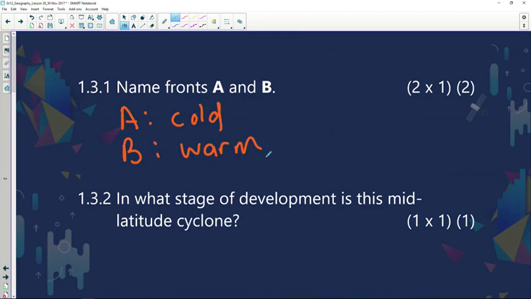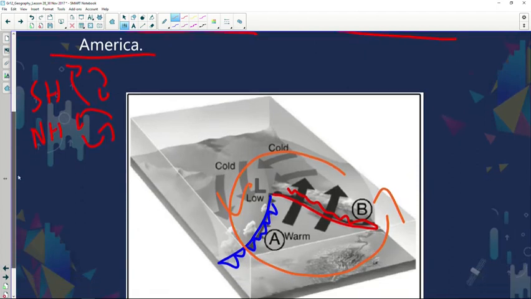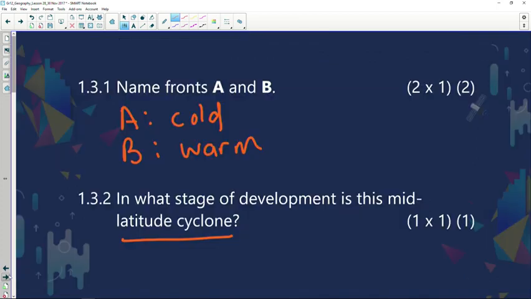On what stage of development is this mid-latitude cyclone? Now let's quickly have a look, and how can we determine it? I will definitely say it's in the mature stage because this cold front has almost caught up with the warm front, and as you can see there's already cloud formation taking place along the cold front, where the warm air is being forced to rise, where it cools, condenses and forms clouds. So definitely in the mature stage.